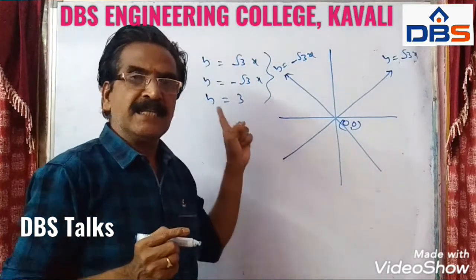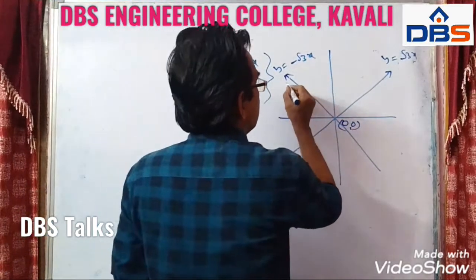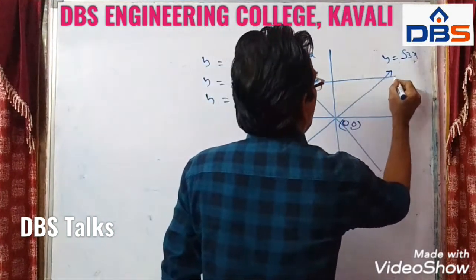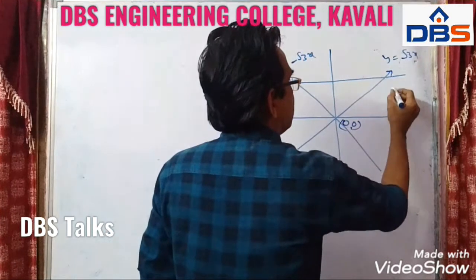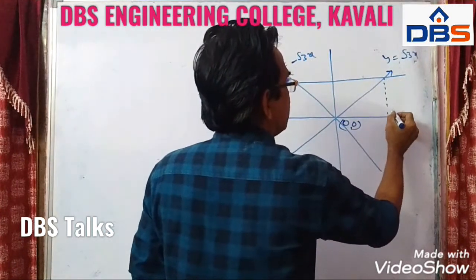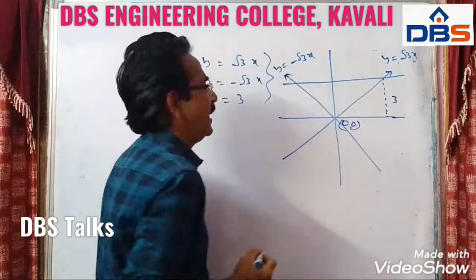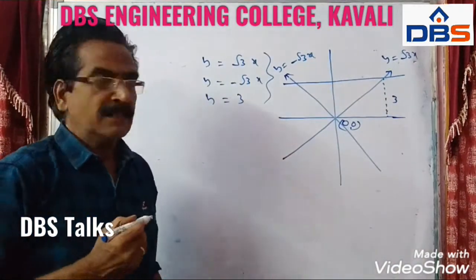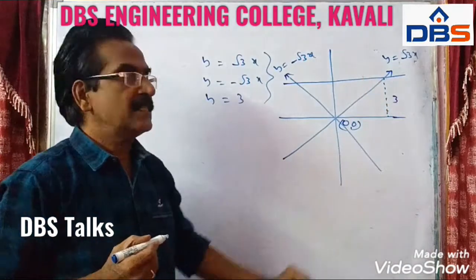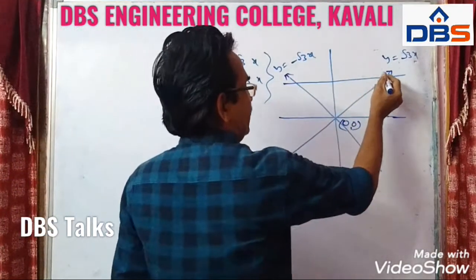Y is equal to 3 means this is a line parallel to the x-axis, at a distance of 3 units from the origin, 3 units from the x-axis. Okay friends. So now let us find the vertices.